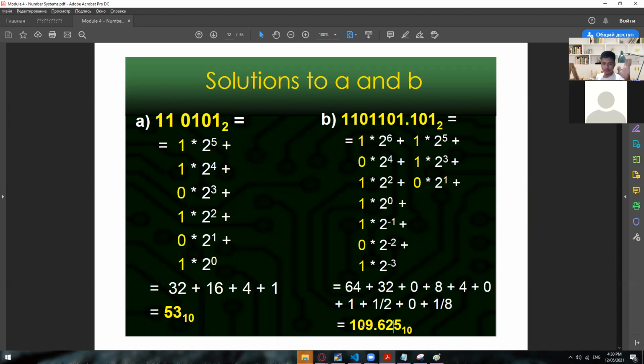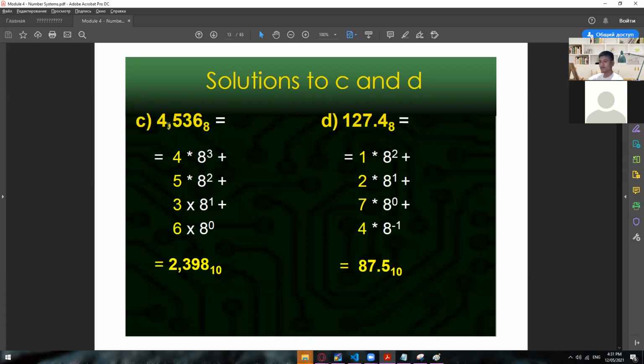How was it? Is there anyone who's verifying whether this one is correct or not? 109.625. Sir, correct. All right. I hope you guys have already got the idea on how to convert binary into a decimal. All right, so moving on. Don't you guys worry, we have four more examples.